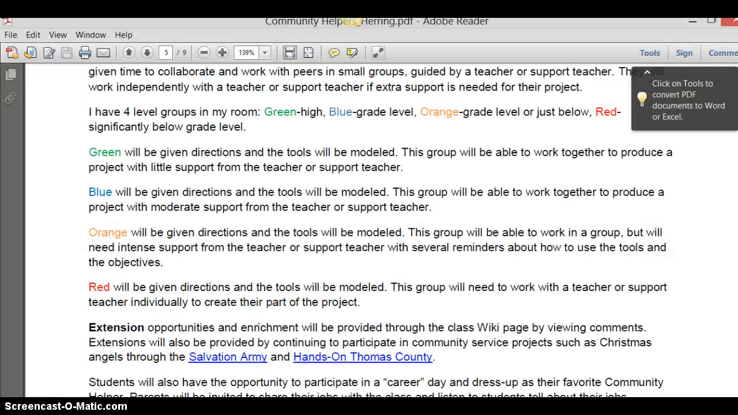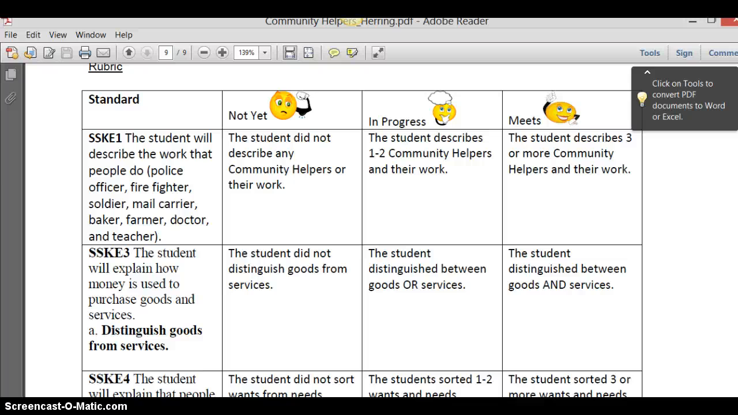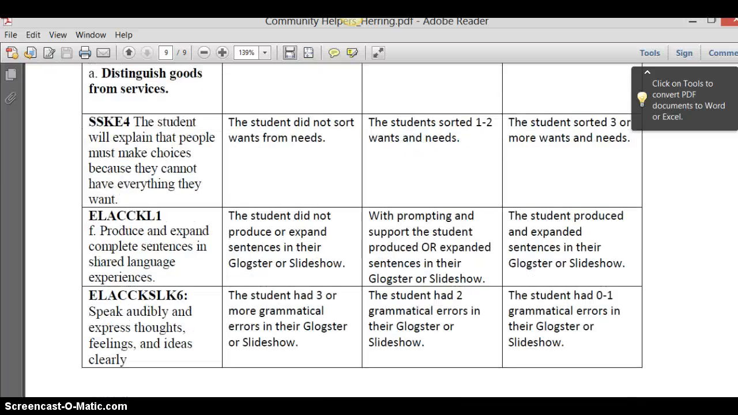Learning was differentiated by breaking the students into groups and by the amount of teacher support and modeling. Equitable access was assured in large group because of the interactive smartboard, which all students can see and use in a whole group setting. Small group time was given to all students 3 times during the week, and individual time was given to students on an as-needed basis. Students were assessed on the content standards using a rubric with a not yet, an in progress, or meets. Listening standards were also used in the rubric to assess students' projects, the Glogster or the slideshow.